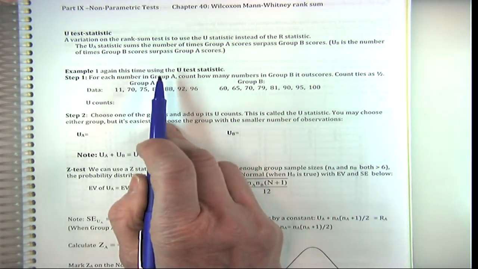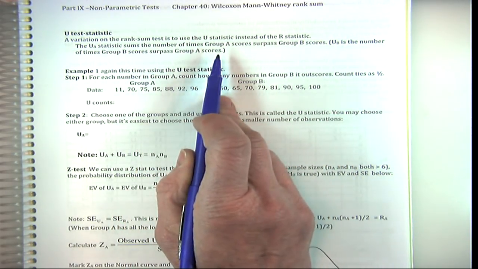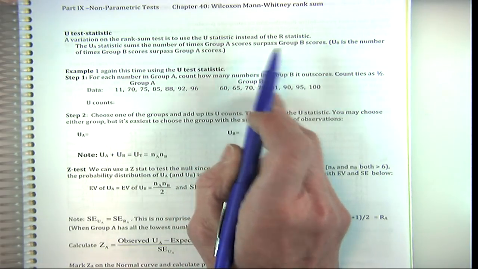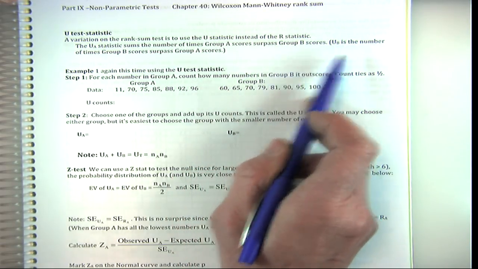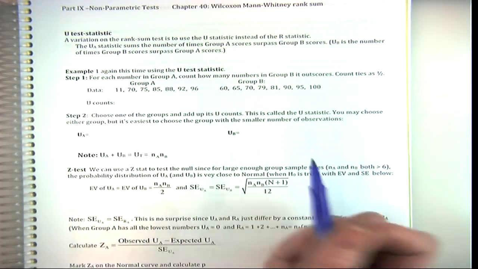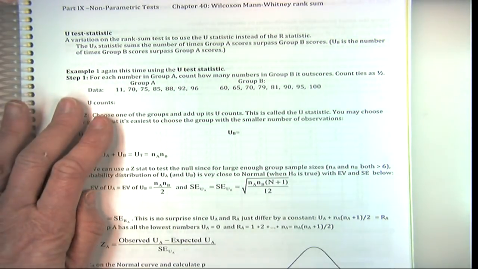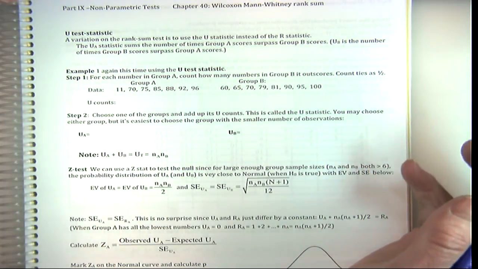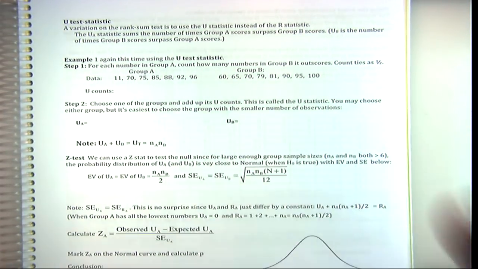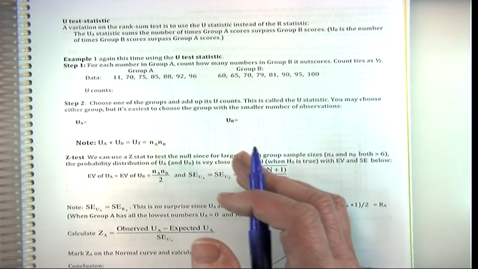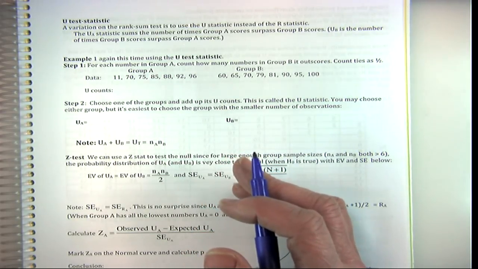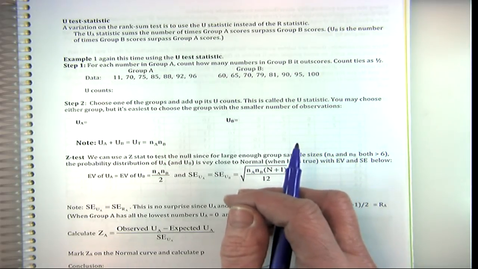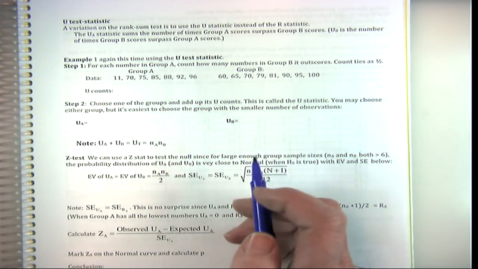And the U-statistic sums the number of times group A scores surpass group B scores. And UB is the number of times group B scores surpass group A. All right, so let's just do the same example. You'll see how to do it using a U-statistic, and you can see which one you like better. They both will give you the same results, the same z-scores.